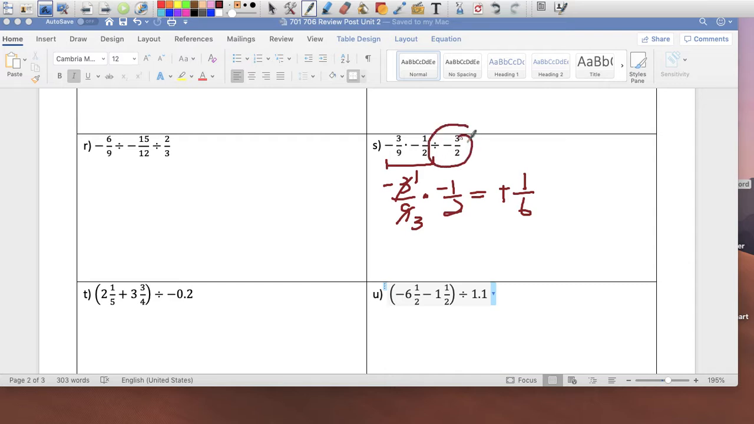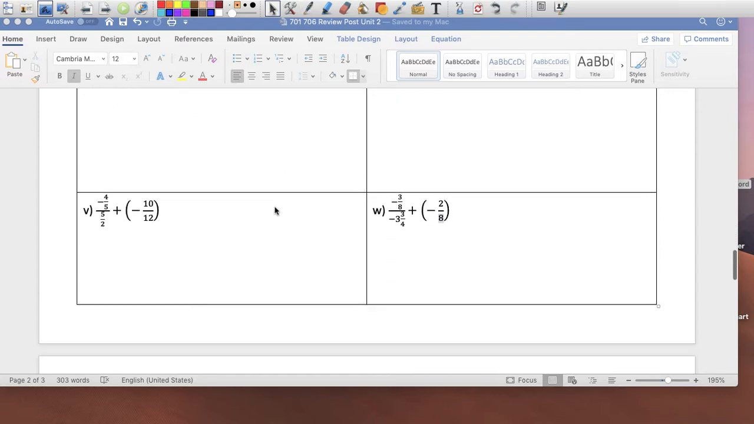Now I have to do this part right here. So I have 1 over 6 divided by negative 3 over 2. 1 over 6 times negative 2 over 3. I simplify this one with this one. And I get negative 1 over 3.